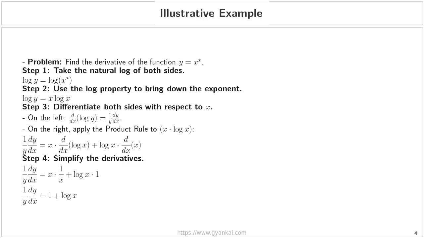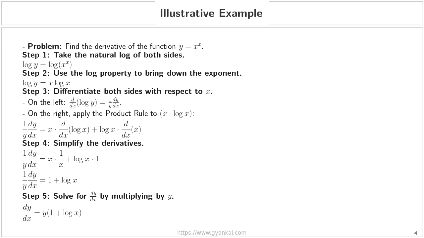In step 4, we simplify these derivatives. Since the derivative of the natural log of x is 1 over x, and the derivative of x is simply 1, the equation becomes 1 over y times dy over dx equals x times 1 over x, plus the natural log of x times 1. This further simplifies to 1 over y times dy over dx equals 1 plus the natural log of x.